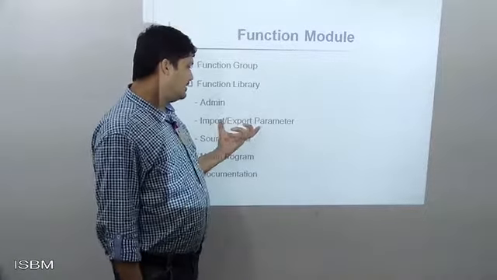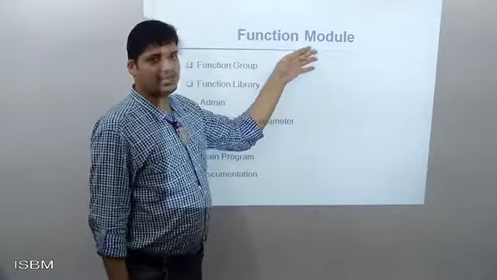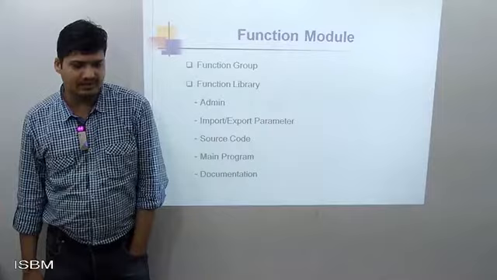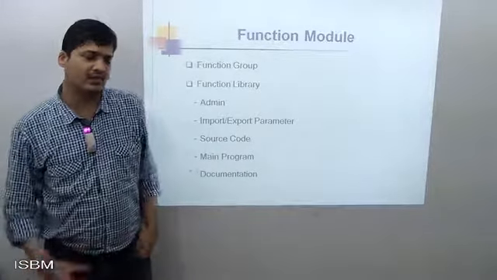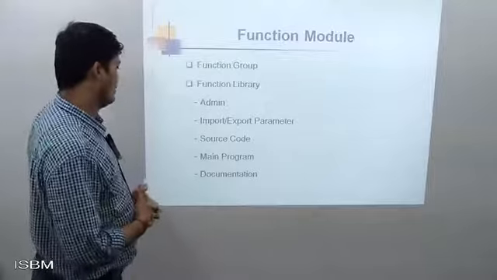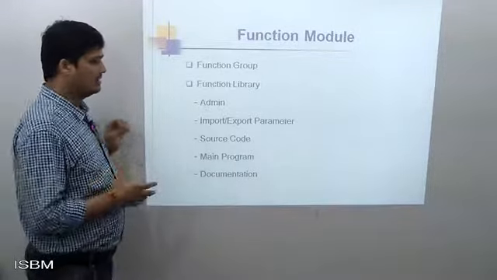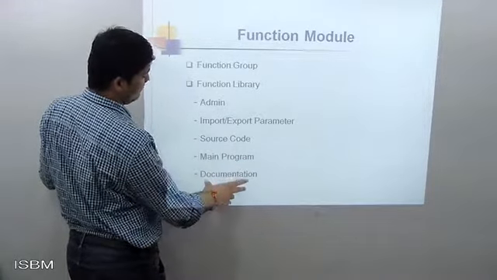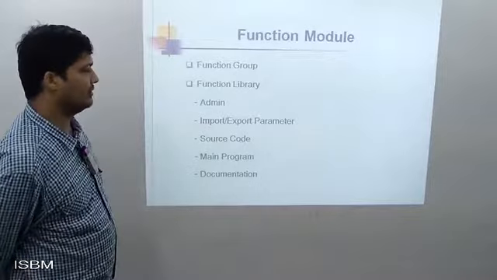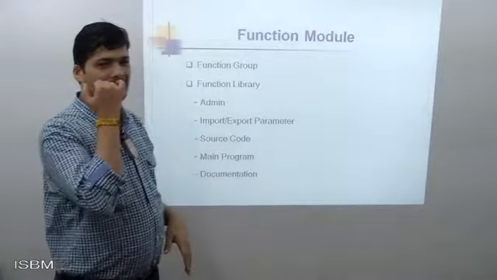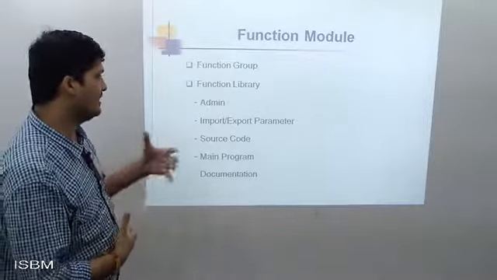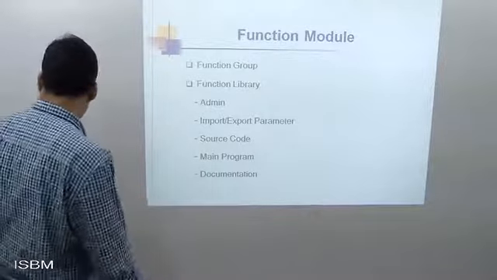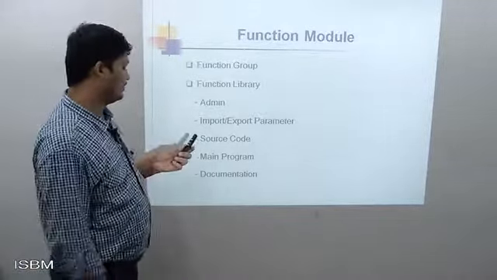After that, for these import and export parameters, I need to write some logic on how to convert on the basis of date. All these things I need to write inside the logic. For that I need an editor, inside which I write my source code. That is the main program, the source code. Then after that I require documentation of that particular function module. Each and everything I have done, the import parameter, the export parameter, I need to document. So this is the way we create a function module inside a function group.